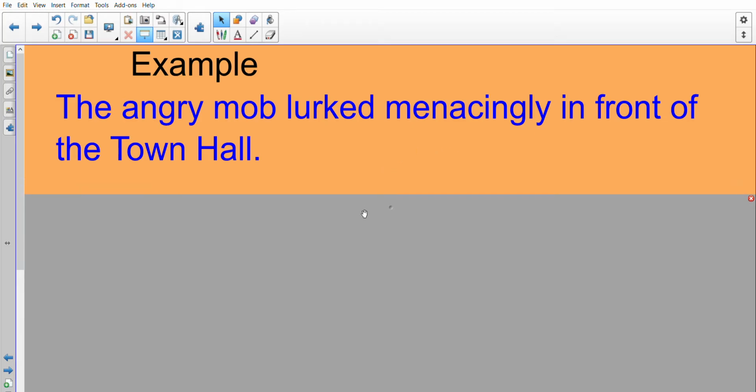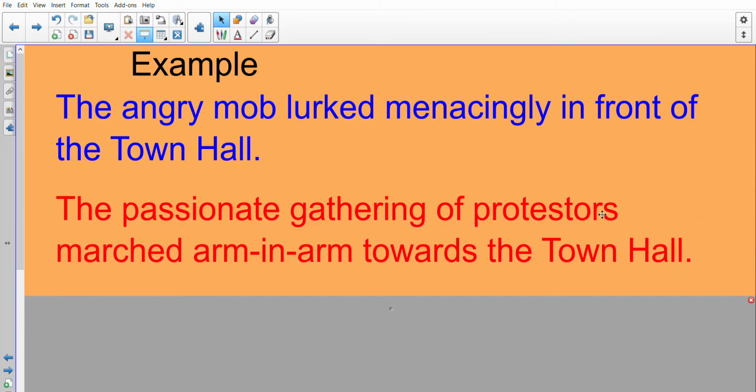The second one, it's very different. "The passionate gathering of protesters marched arm in arm towards the town hall." Okay, so let's analyse this, shall we? Let's just look at some of the word choices that were used here. So first of all, this one here used the word a mob, and this one here said a gathering. Okay, they both mean a group of people, but they both come with their own meaning, don't they? A mob immediately sounds bad, doesn't it? A mob means a group of people up to no good, okay? Whereas a gathering, it's just a group of people, okay?